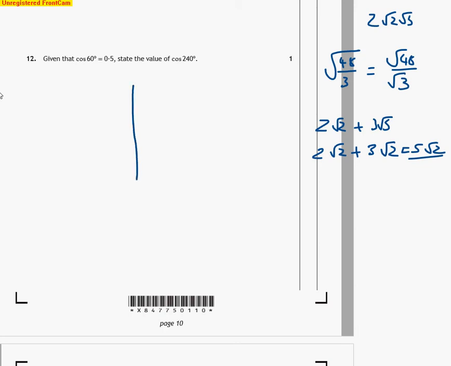But this question is all about the all smokers take cancer, or the CAST diagram, as some people call it, or cats or whatever. All smokers take cancer is what I was told 20 years ago. So these are our different quadrants. In this quadrant, everything is positive. In this quadrant, sine is positive, here tan is positive, and here cos is positive. We've been told that cos of 60 is 0.5.